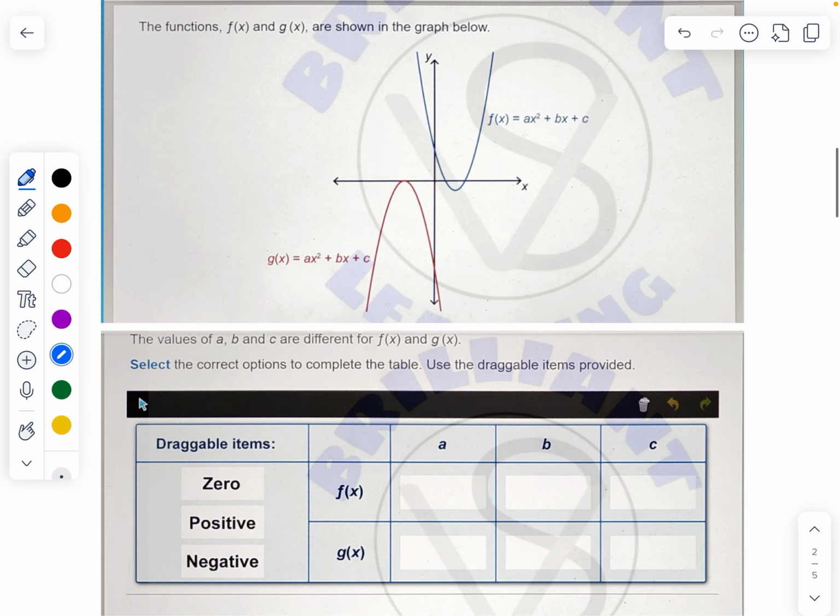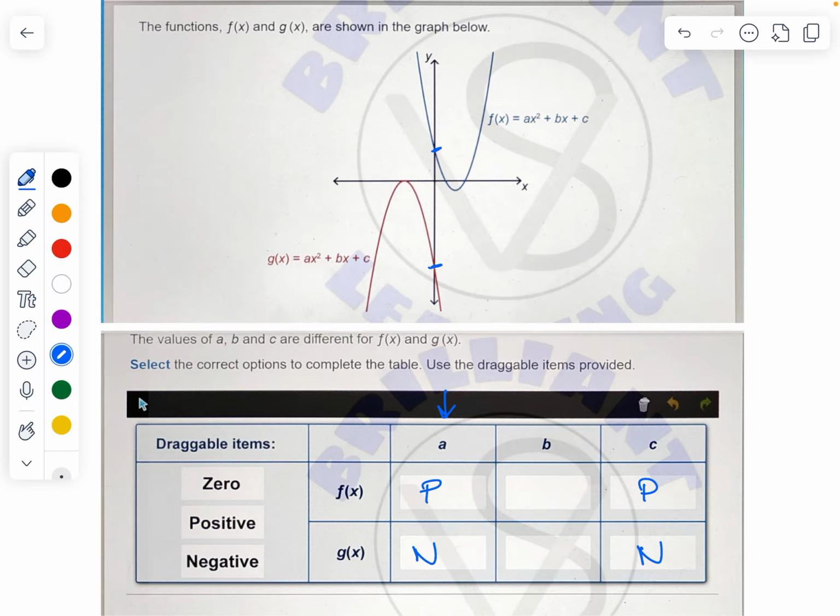Right, the next question, we just need to look at these two functions and we have to say whether a, b, and c would be positive or negative. So if we start with first the a's. If you look at the blue function, because it's going upwards, we know that is going to be positive, and the red one is going to be negative. The y-intercept on the blue one is going to be positive, so c is your y-intercept, and you can see on the red one it's going to be negative.